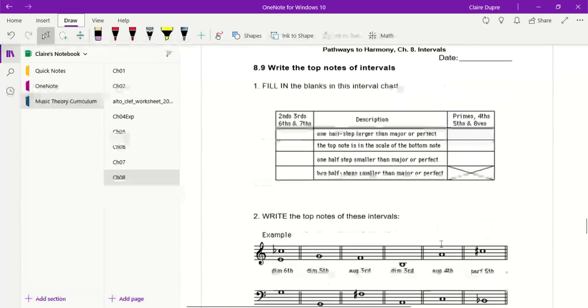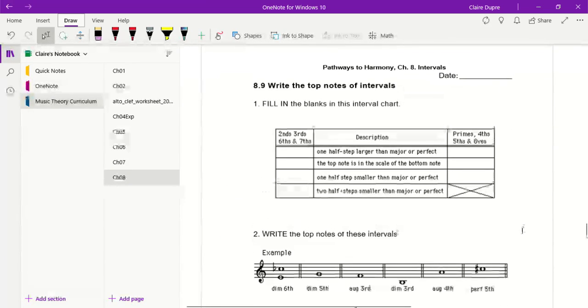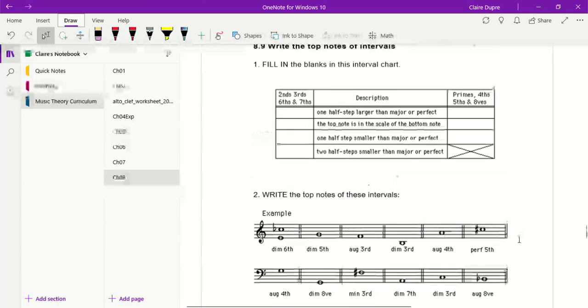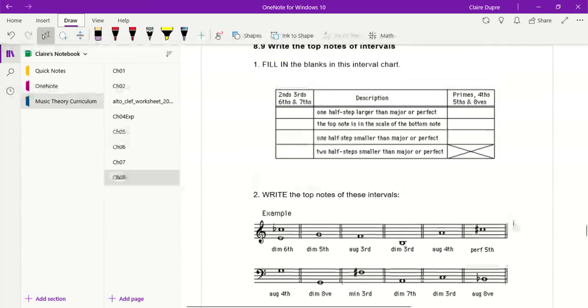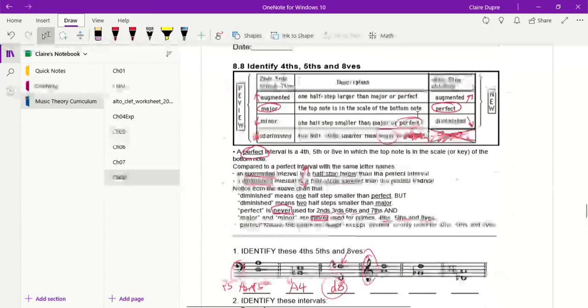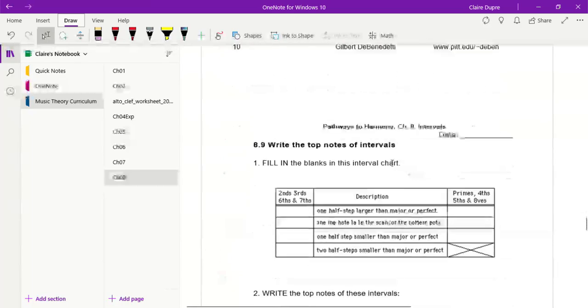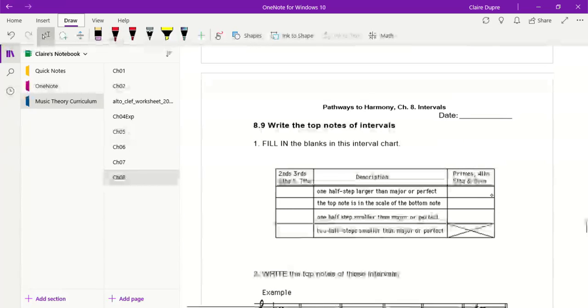Thank goodness. Okay. Then we're going to do the same thing, write the top notes of these intervals. Now let's double check this little chart here, the interval chart. We got that same one up here. So for seconds, thirds, sixths, and sevenths, half step larger is augmented. Same as the scale is major, half step smaller, minor, 2 half steps diminished.